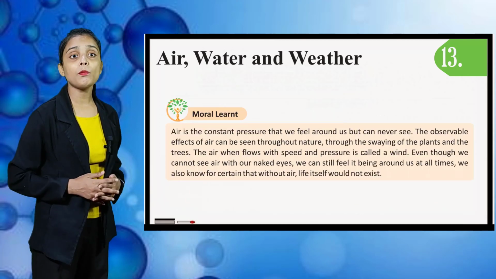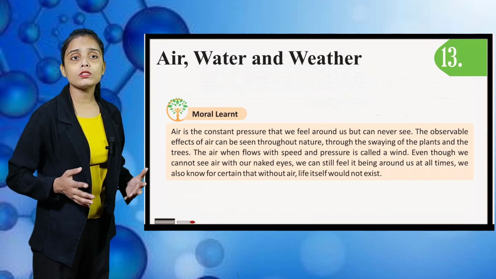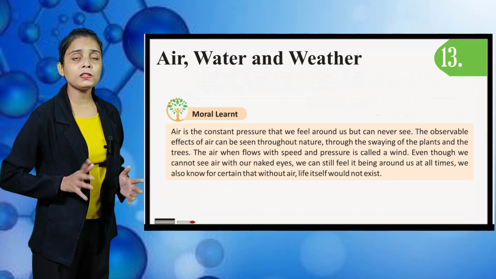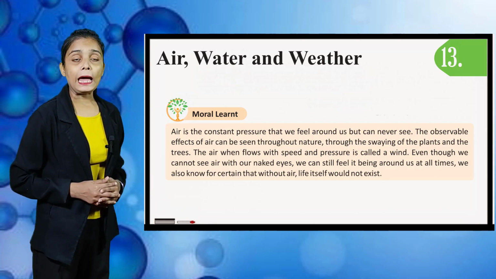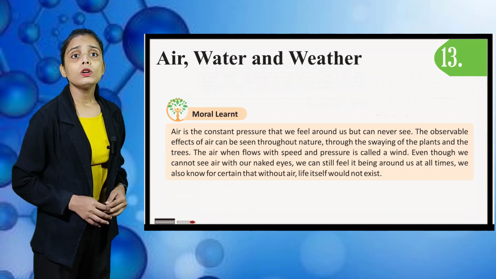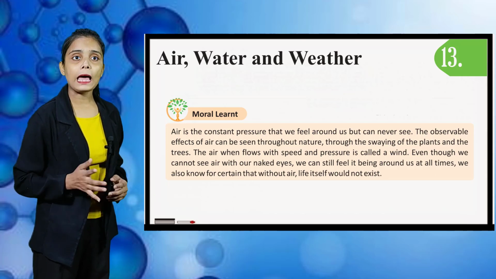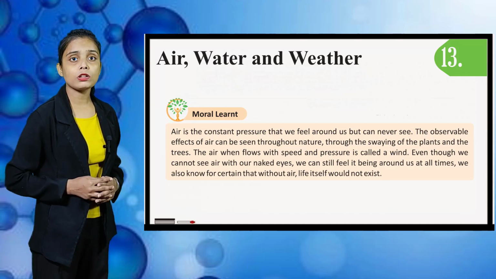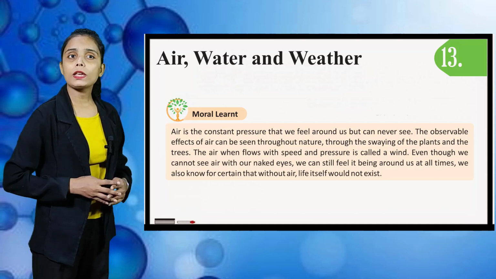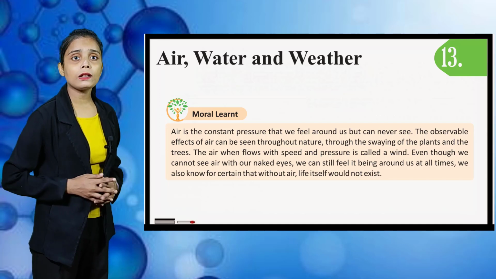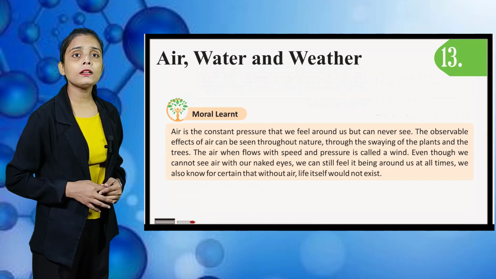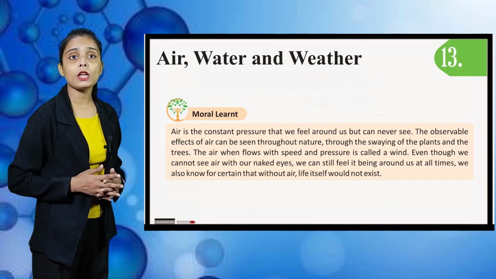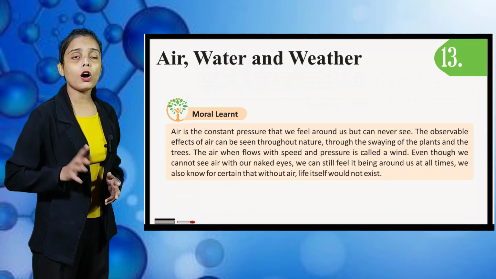So now let's see moral learnt. Air is the constant pressure that we feel around us but can never see. The observable effects of air can be seen throughout nature through the swaying of the plants and trees. The air when it flows with speed and pressure is called wind. Even though we cannot see air with our naked eyes, we can still feel it being around us at all times. We also know for certain that without air, life itself would not exist.